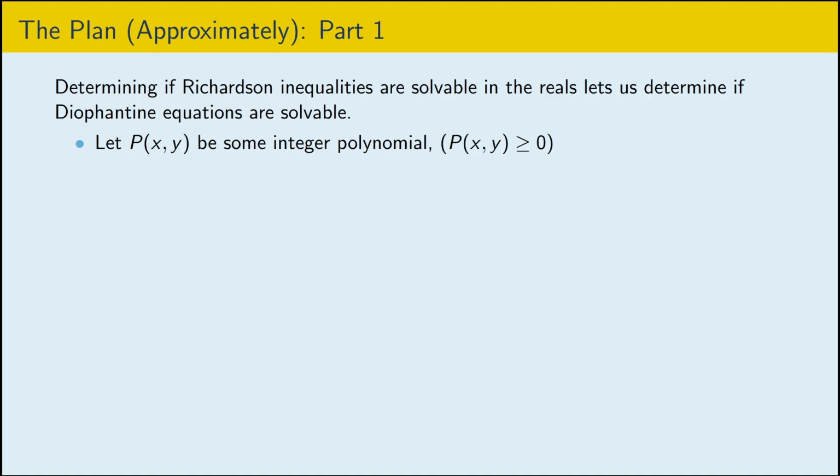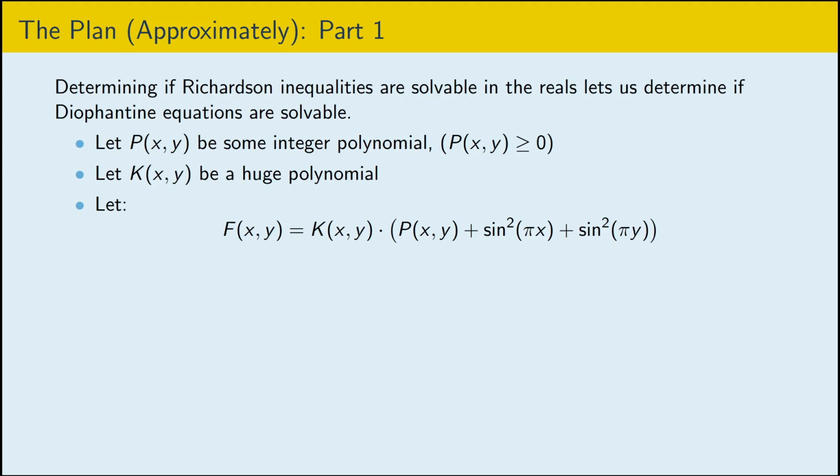Let's also assume that p of xy is always non-negative. The coefficients in p will allow those to be negative, but for any values of x and y, plugging them in will give us a non-negative number. You can turn any polynomial into such a polynomial just by squaring it, so we haven't really lost any generality. Next, let's imagine that k is some huge polynomial in x and y. It has really large values and is rapidly growing.